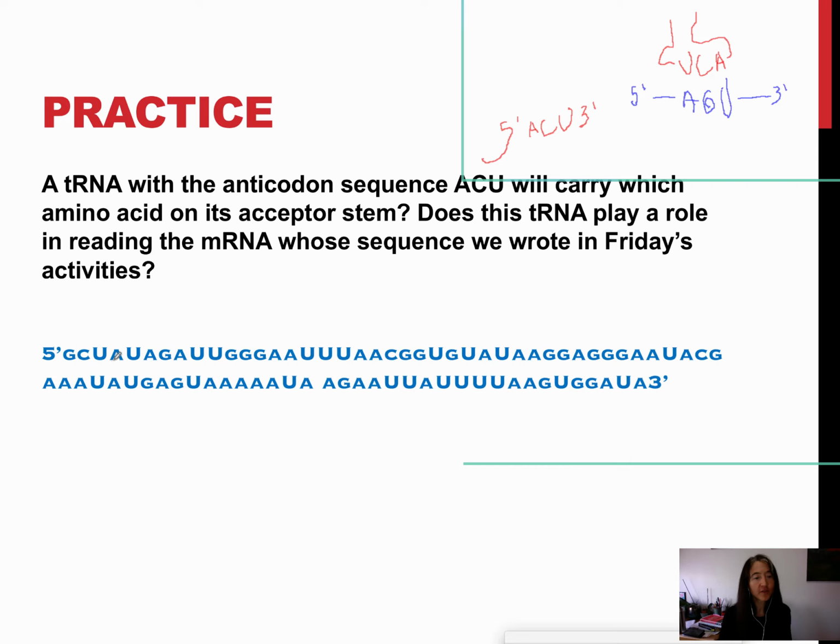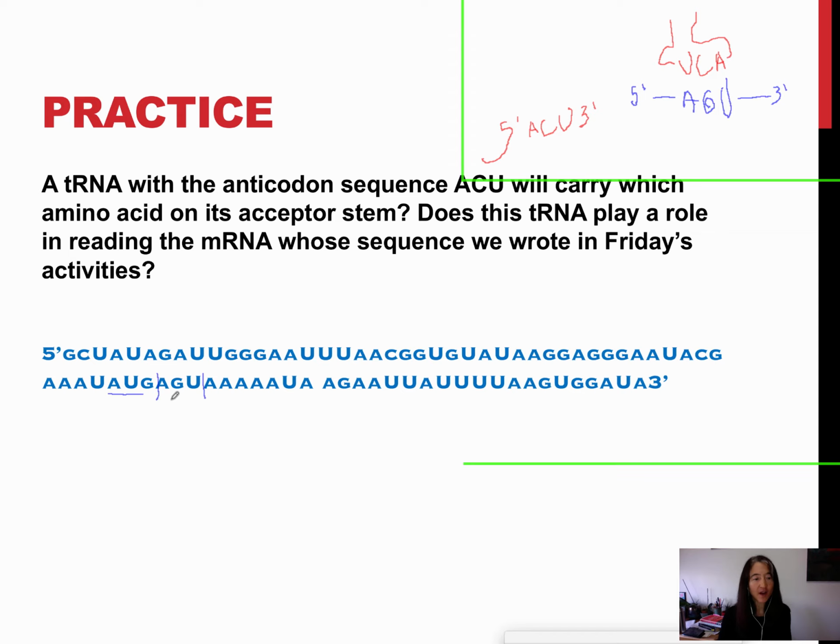So I'm just going to look for anywhere I see AU. So here's AUA, AUU, AUU, AUA, AUA, AUA, AUG. Look at that. There is the start codon. So then that sets the reading frame in triplicates. So AGU, check it out. It is literally the second codon. So this tRNA with an anticodon sequence of ACU will recognize the second codon in our mRNA.